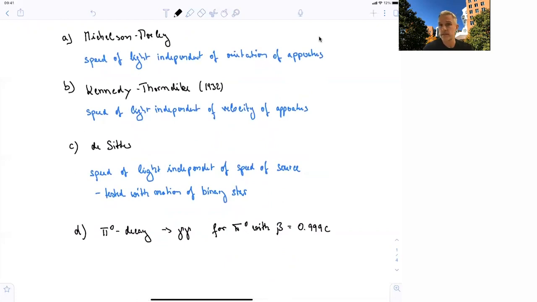And that has been tested, for example, with the motion of binary stars, as we did in our homework assignment. We can look in particle physics, the decay of a pion into two photons, and those pions can have a lot of energy, for example, with a beta of 0.999 times the speed of light, and still the photons out of this decay behave like any other photon. They move with the speed of light.